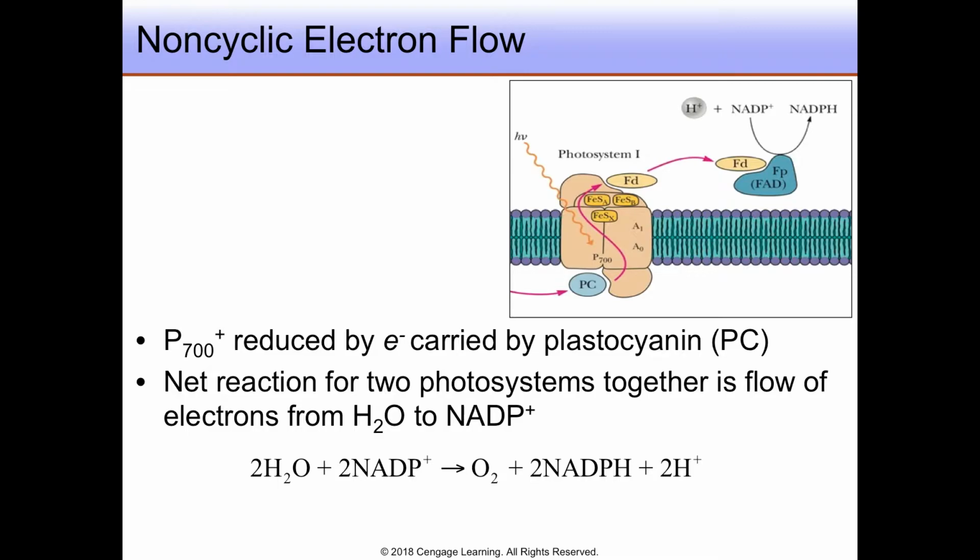By examining the net equation for electron transfer from PS2 to PS1, we can see that it involves the movement of electrons from water to NADP+. This is referred to as noncyclic electron flow since there is a terminal electron acceptor.